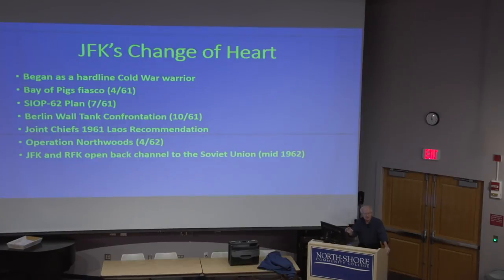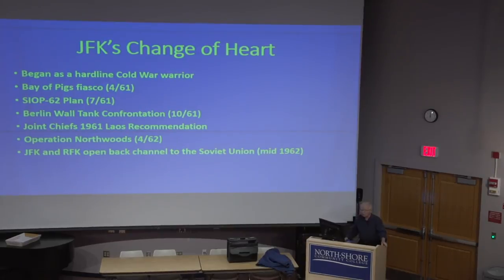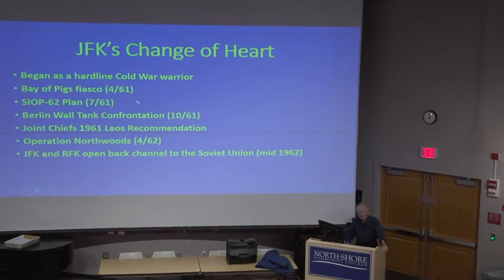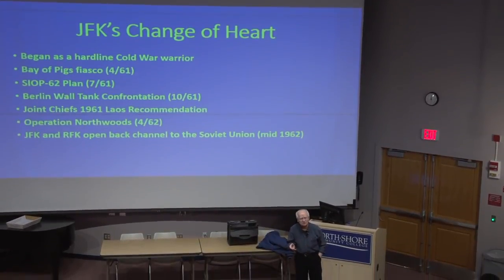I'll bet no one here has ever heard of that, right? This was a plan of the Joint Chiefs of Staff of the United States, as well as the CIA. They brought it to Kennedy in July of 1961. This, my friends, was a plan to do a preemptive nuclear attack on the Soviet Union in late 1963. Kennedy asked, well, why wait till late '63?